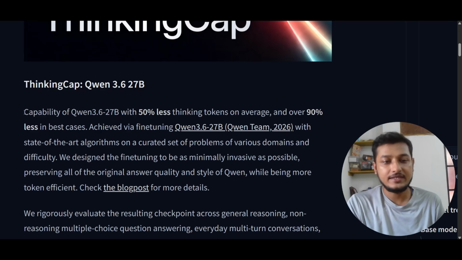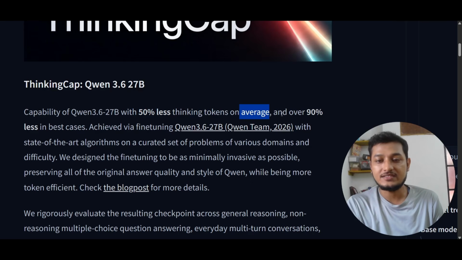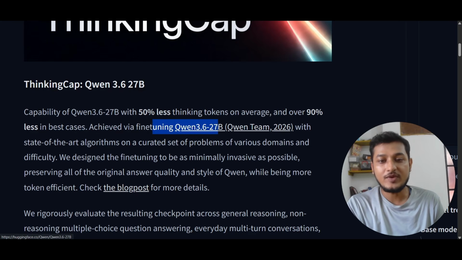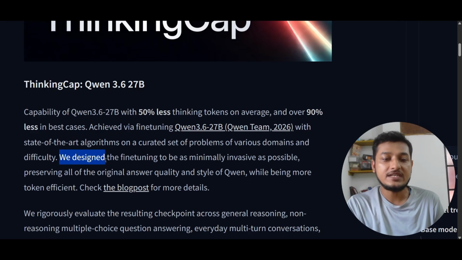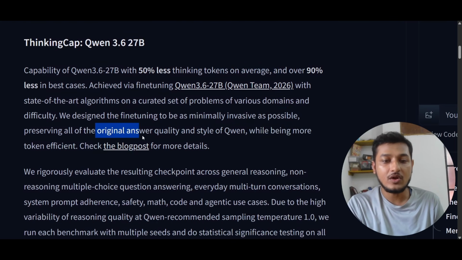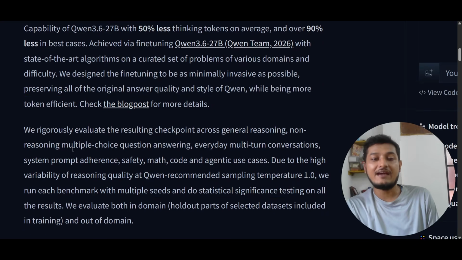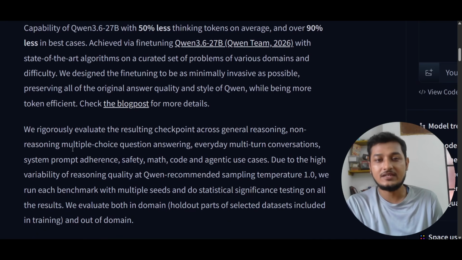And here you see what they have written: the capability of Qwen 3.6 27 billion with 50% fewer thinking tokens on average and over 90% fewer in the best cases, achieved via fine tuning of this Qwen 3.6 27 billion with state-of-the-art algorithms on a curated set of problems of various domains and difficulty. We designed the fine tuning to be as minimally invasive as possible, preserving all of the original answer quality and style of Qwen while being more token efficient. It means they have not modified any of the Qwen style or original answer quality. They have modified only the token efficiency and the thinking capability.